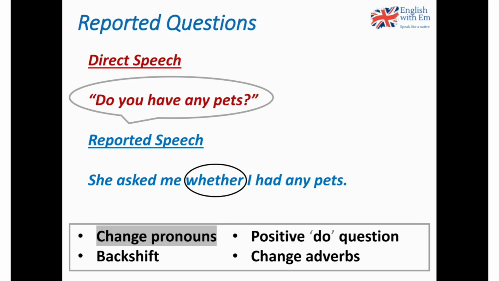So we change the pronouns. You becomes I. We backshift. Do have in the present simple becomes had in the past simple. And it's a positive do question, so we simply remove the auxiliary verb do. And there are no adverbs here, so we don't need to think about that.